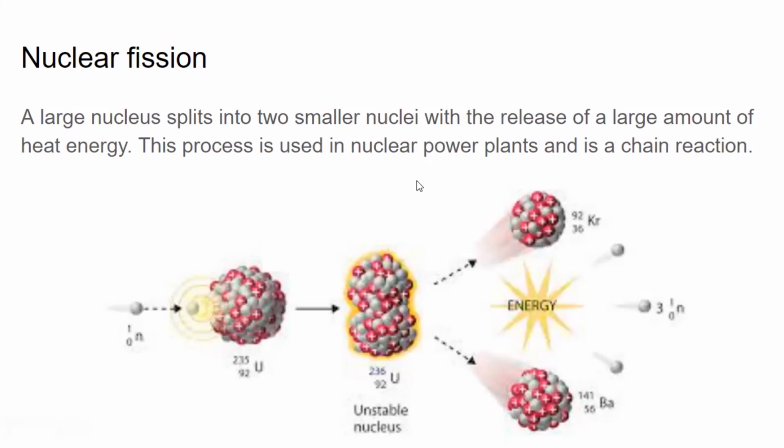This process is used in nuclear power plants and is a chain reaction, meaning that these three neutrons will collide with these two nuclei and they will further break into more parts with the release of a lot of heat.